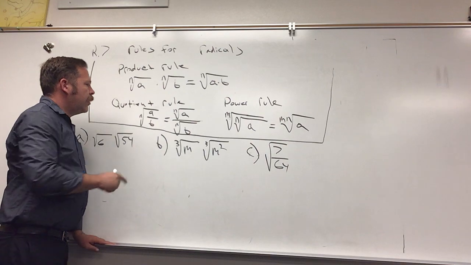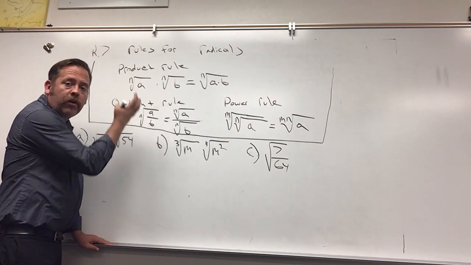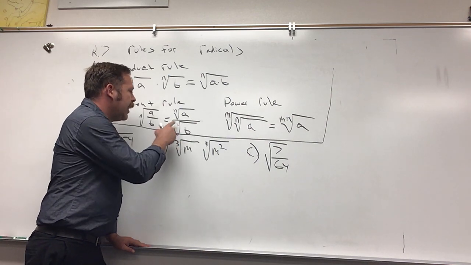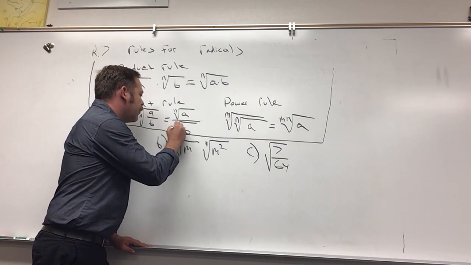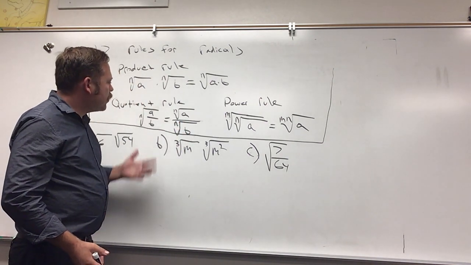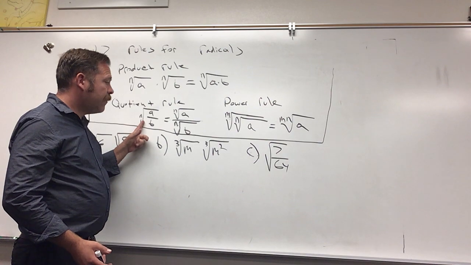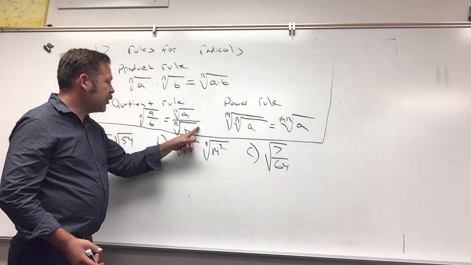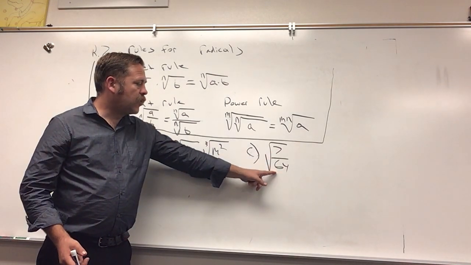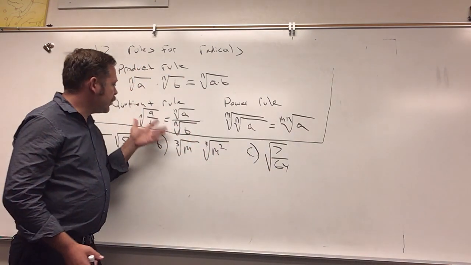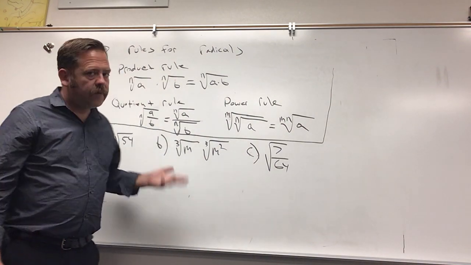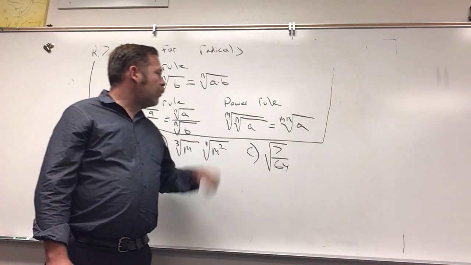Quotient rule. The nth root of a over b, all in one big radical, is equal to the nth root of a divided by the nth root of b. Sometimes you like this form of it if they're divisible, and sometimes you like this form if they're not divisible, like in this example here, you see 7 is not divisible by 64. So we're allowed to separate them into two different roots and simplify them that way. Pretty useful.